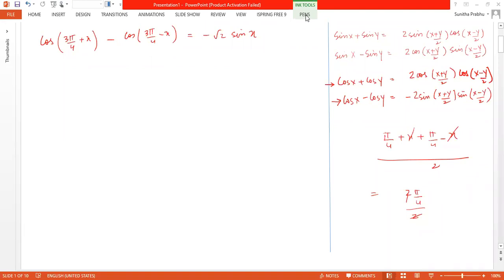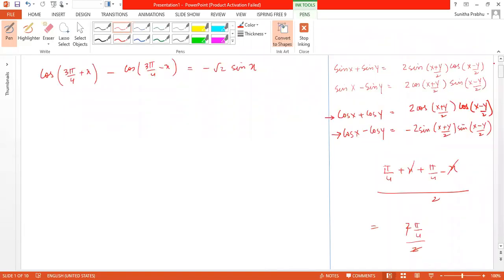Sir, so it's already in the form of cos of a plus b minus cos of a minus b, which is minus 2 sine a sine b. Very good. So we can write it as minus 2 sine 3 pi by 4 into sine x. Okay.